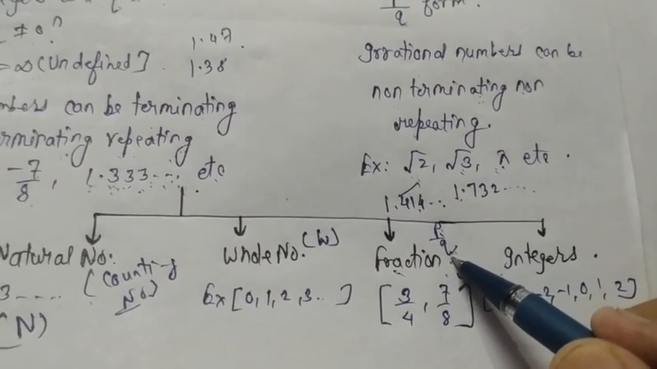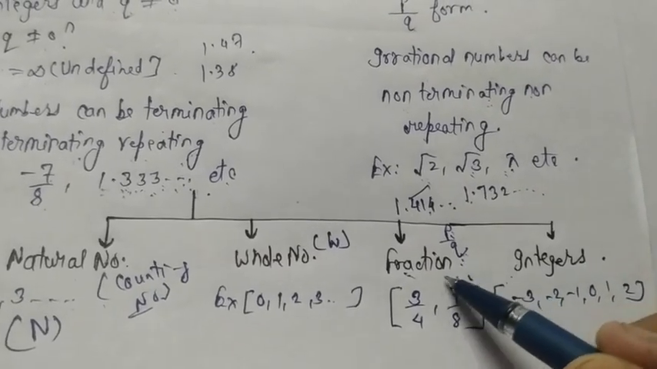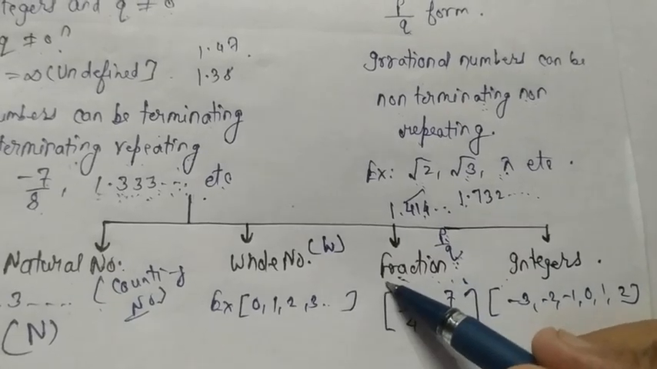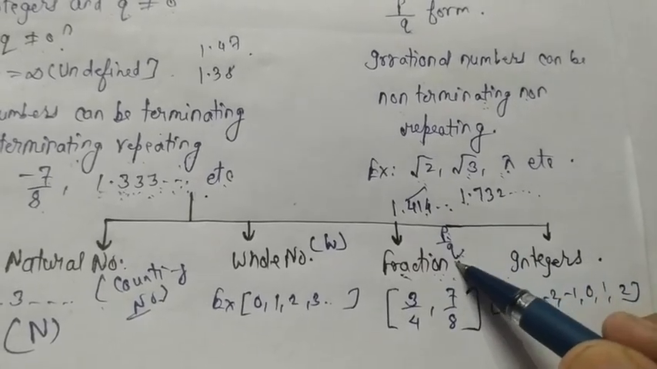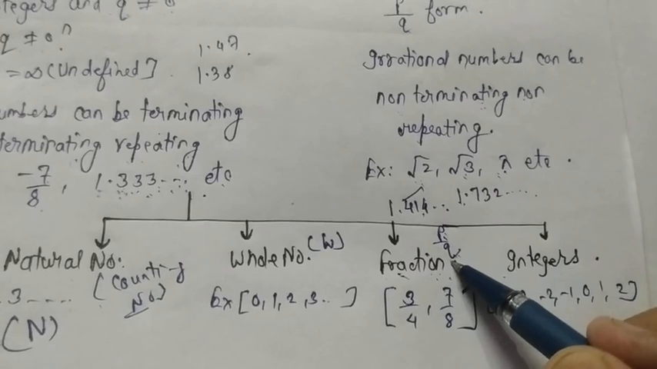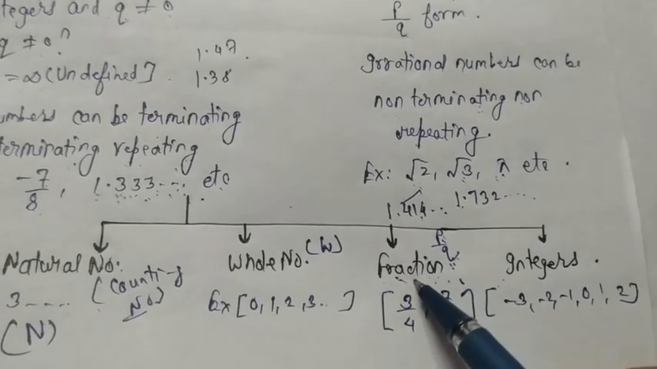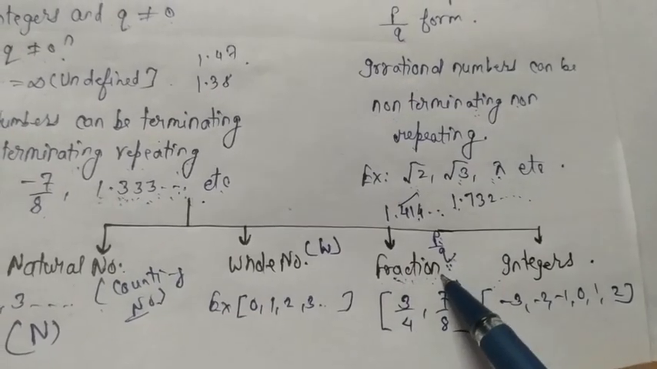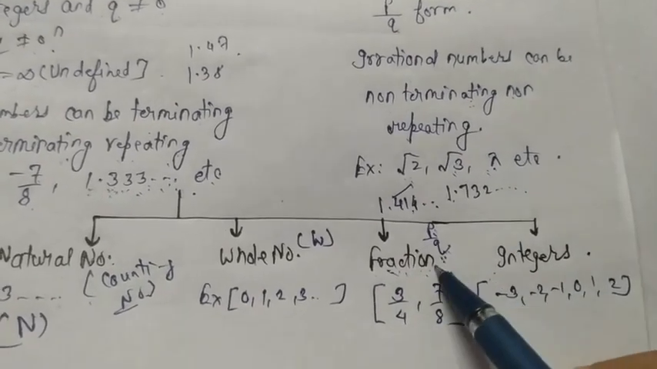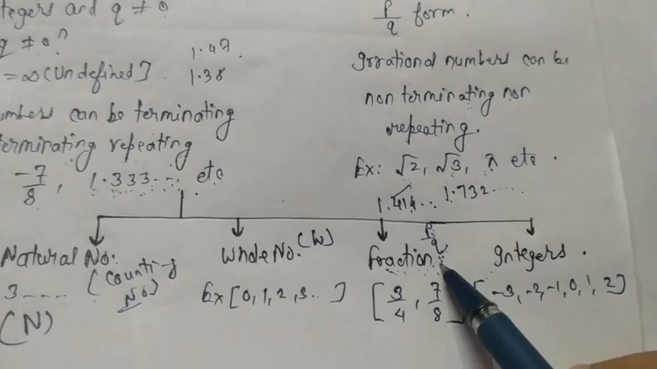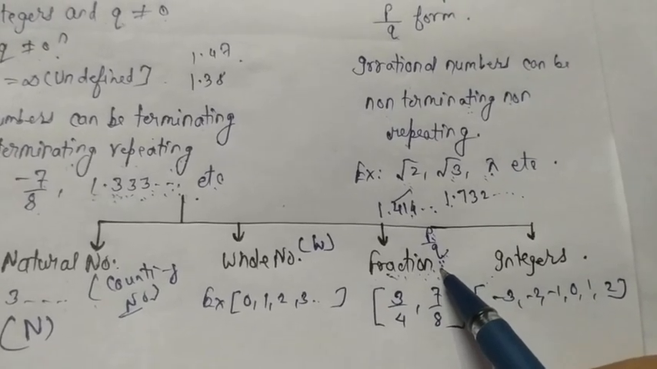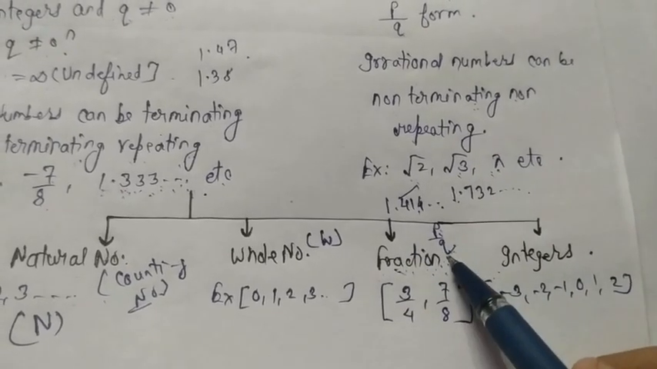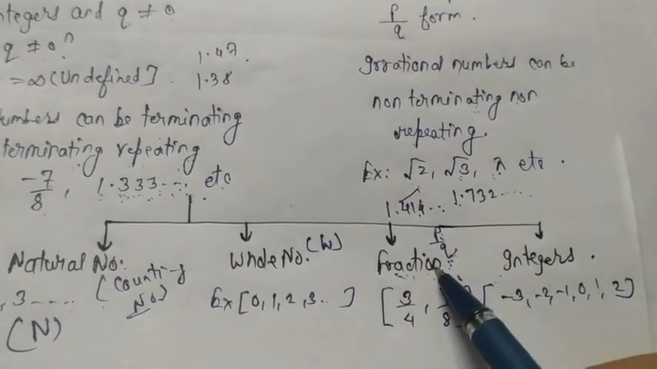Now you can find the difference between a rational number and a fraction. In a rational number, P and Q are integers, but in a fraction, P and Q are natural numbers. That's why all fractions are rational numbers, but all rational numbers are not fractions. And one more thing, a fraction cannot be negative, but a rational number can be negative. So I think it is clear what the difference is between a fraction and a rational number.